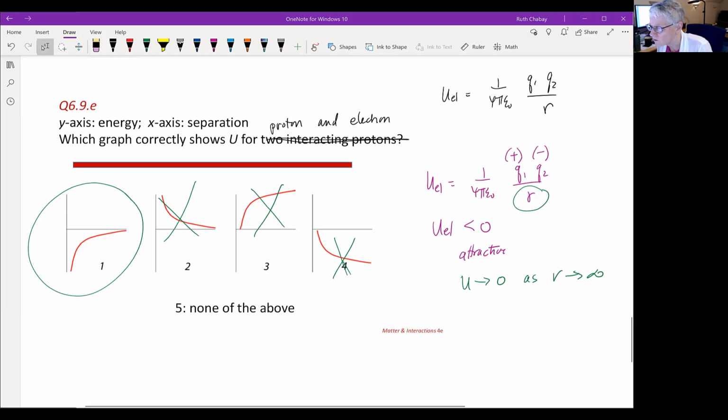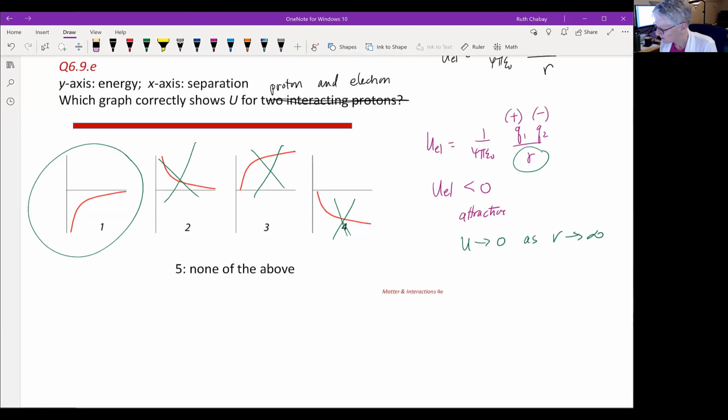Okay, so let me ask you one. What questions do you have about this? So opposite charges attracting is much like gravitational attraction. Exactly. That's exactly right. And it looks exactly like that.